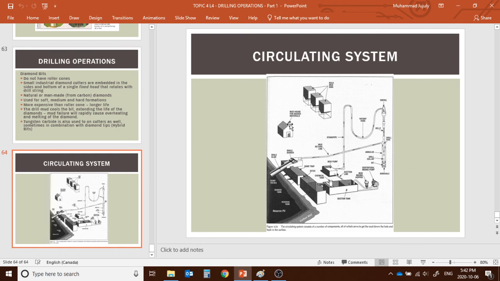This is the whole mud circulation system. We'll learn about it in the later slides.